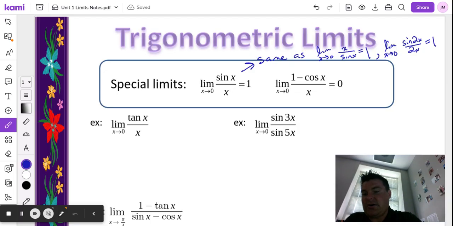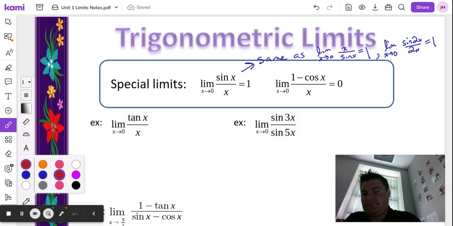Now, for the cosine limit, the limit as x approaches 0 of 1 minus cosine x over x, we're going to get 0. Again, if you plug in 0 here, you're going to get 0 over 0, so this is going to be a hole. This is a special limit, and we're going to get a hole actually at 0. This one does not have a reciprocal because 0 does not have a reciprocal. So this one's pretty strict, where it's just 1 minus cosine x all over x is equal to 0.